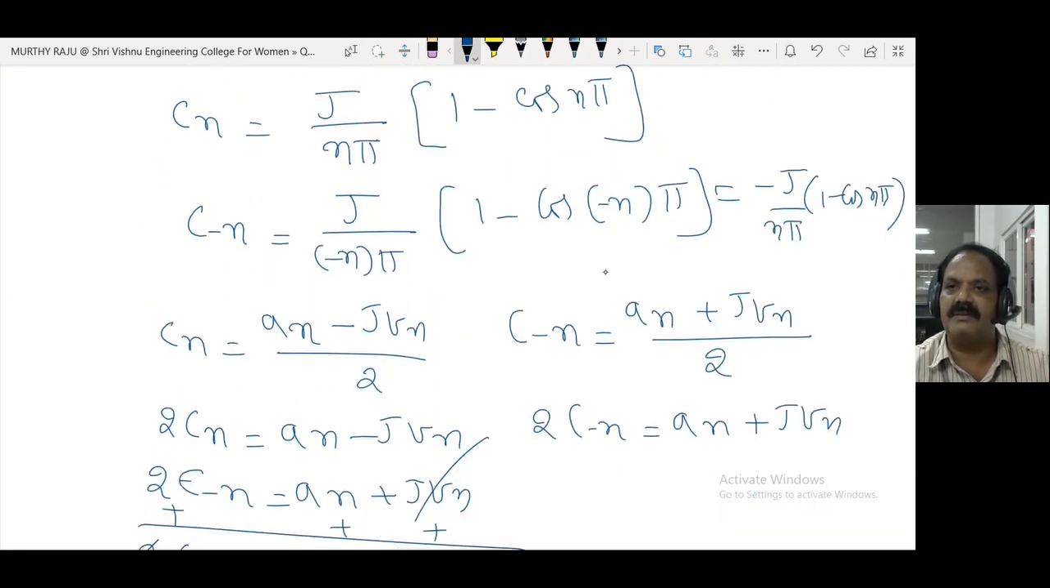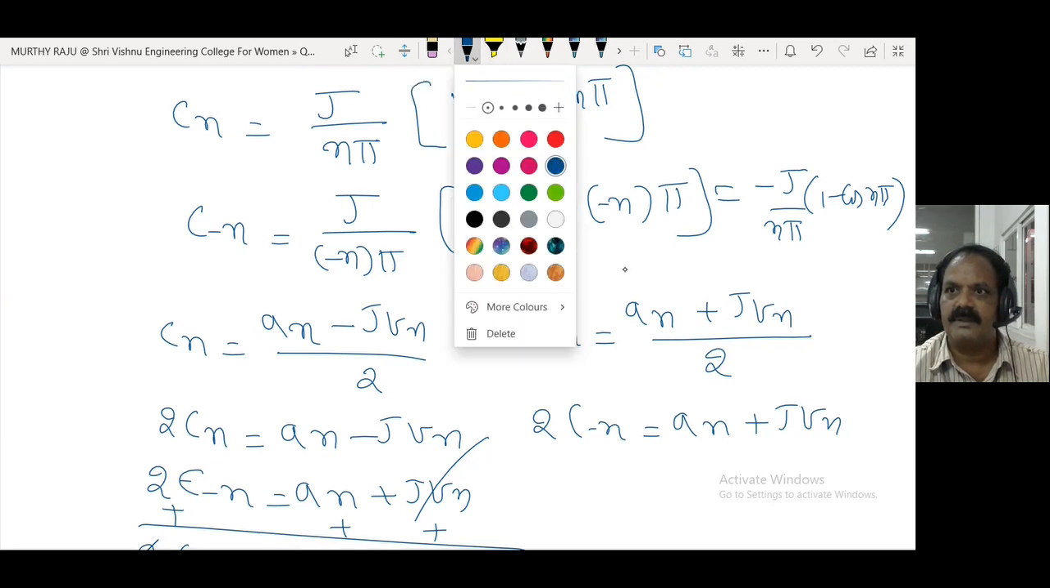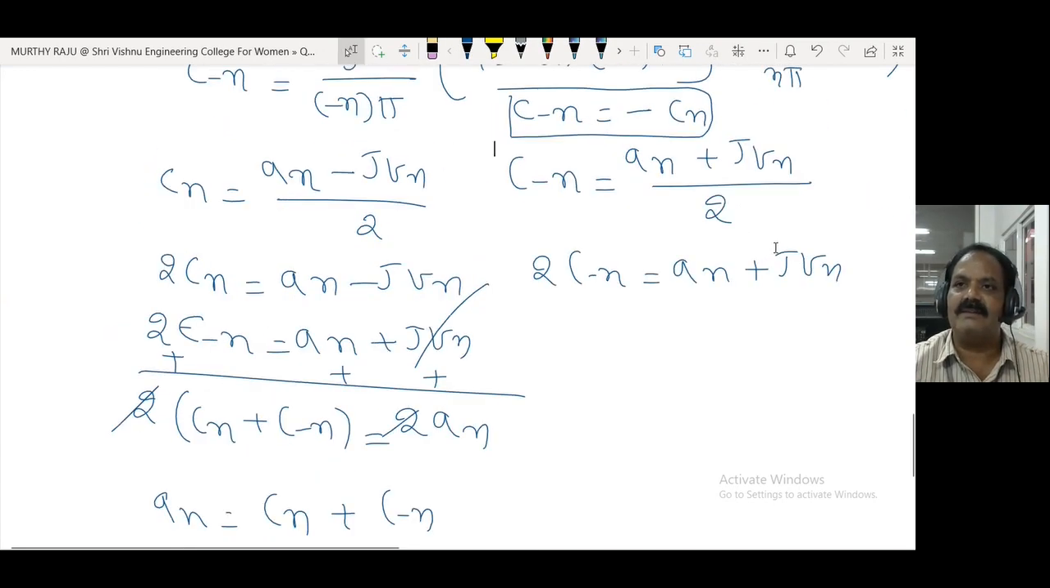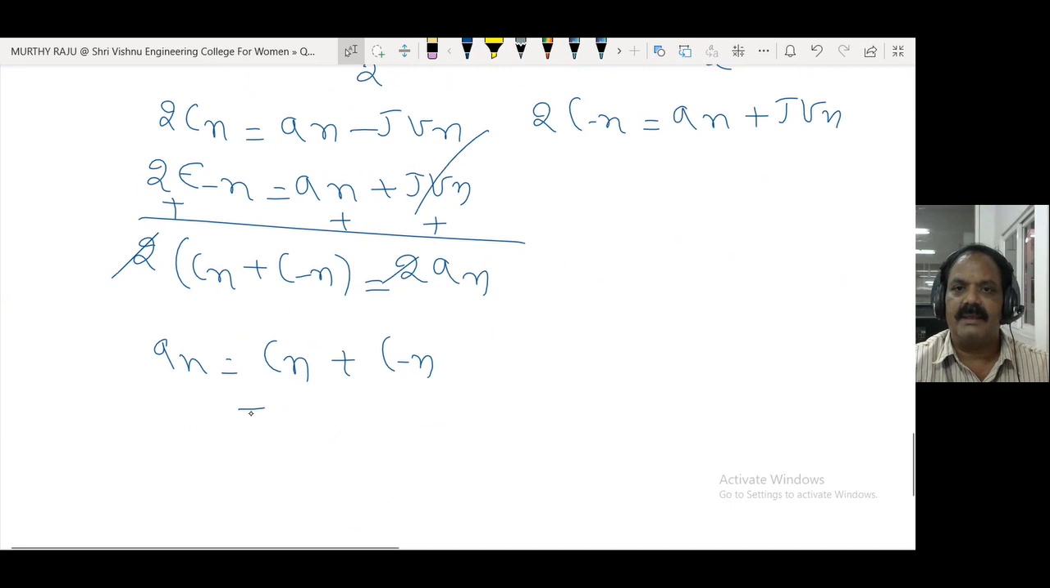Here, using this expression, Cn is equal to C minus n. C minus n is equal to minus j by n pi into 1 minus cos n pi, which is Cn. This is an important equation: C minus n is minus Cn. Therefore, An is equal to 0.